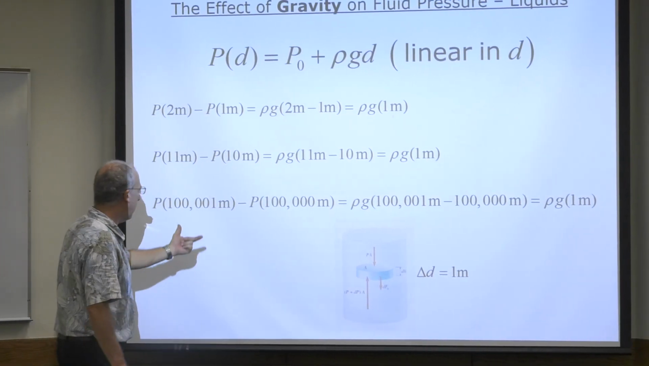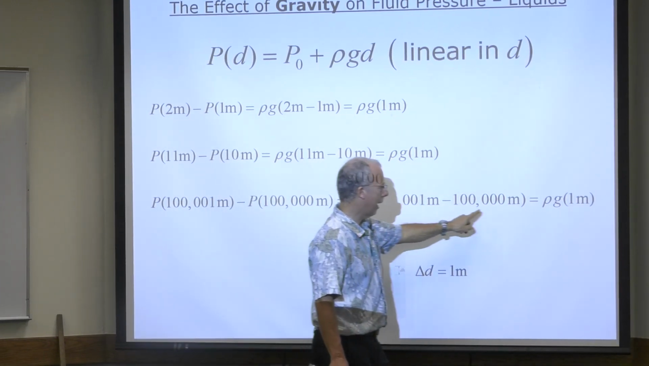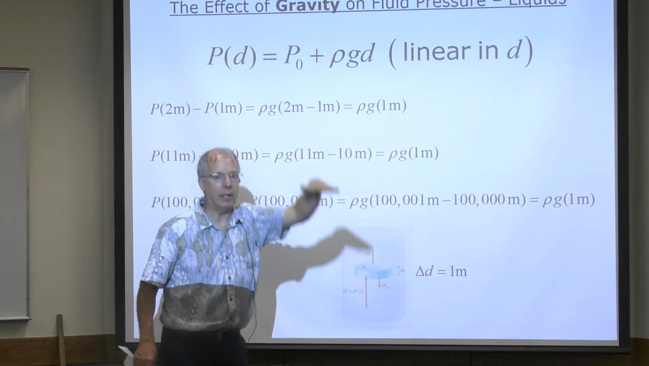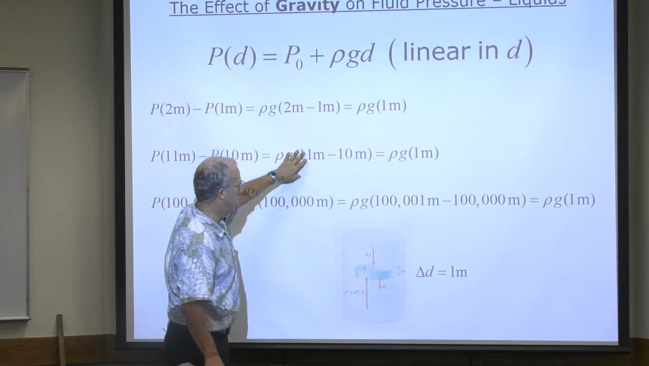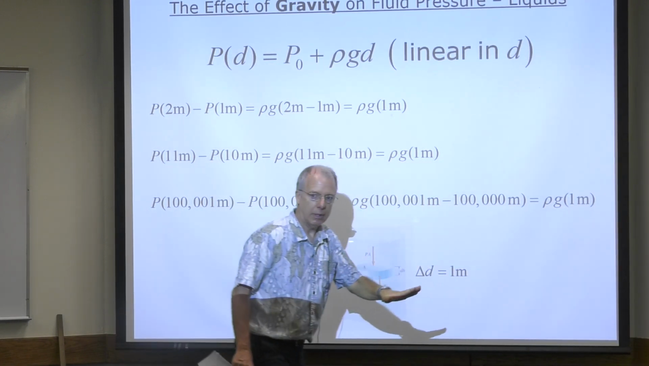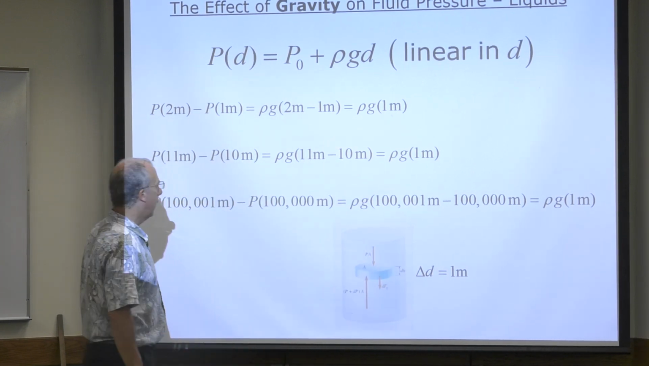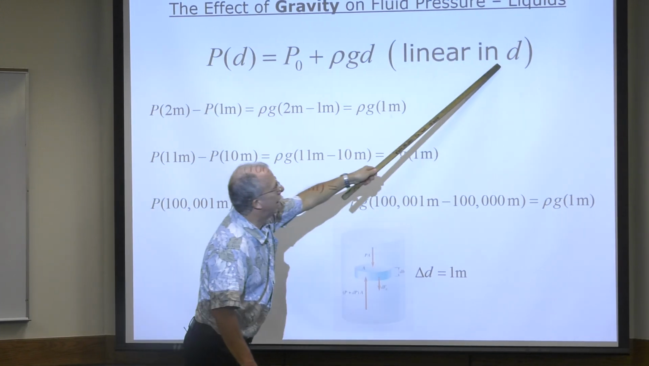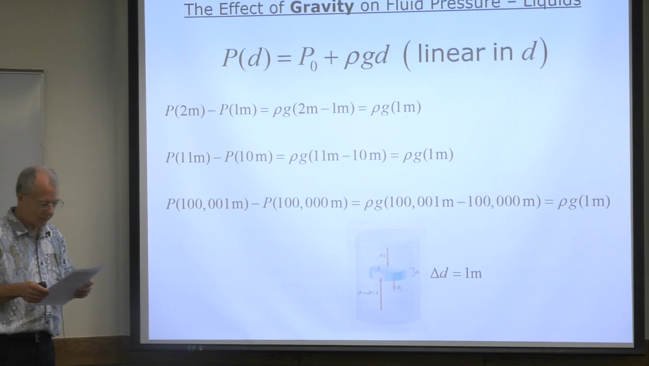But again, the distance is only a meter, and so it's rho g times a meter. So it doesn't depend on where the object is located. Here it was near the surface. Here it was a little bit further down. Here it was way down. But you can see that the pressure is independent of the depth, which is what we saw. And again, that's because this is linear, okay?